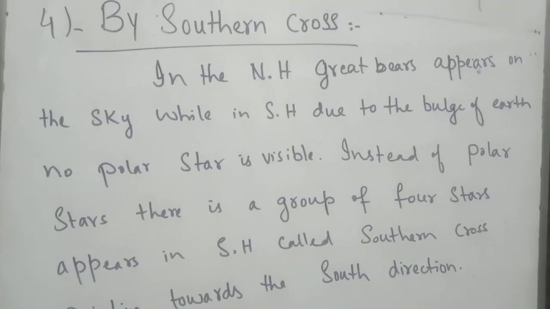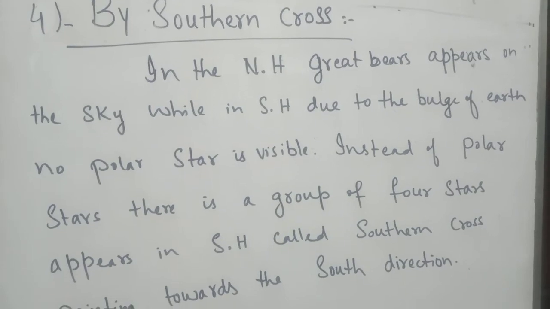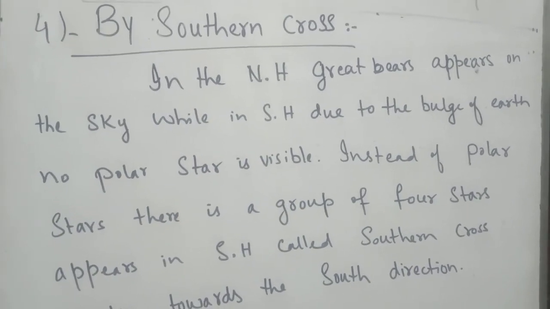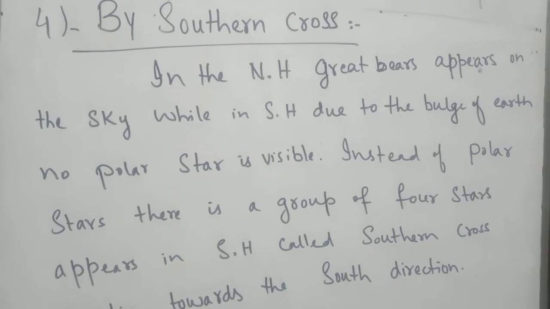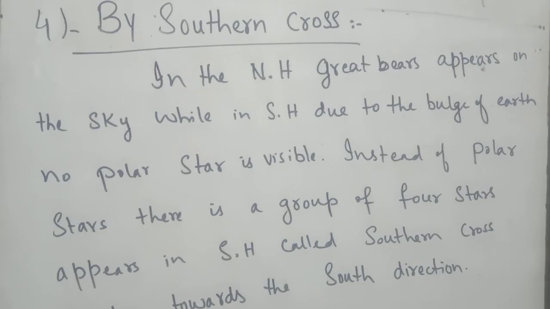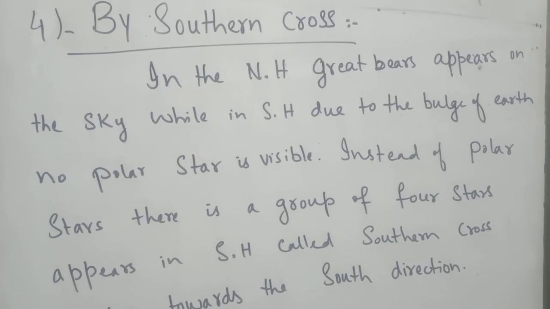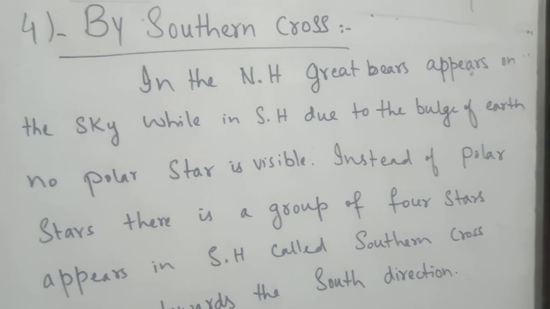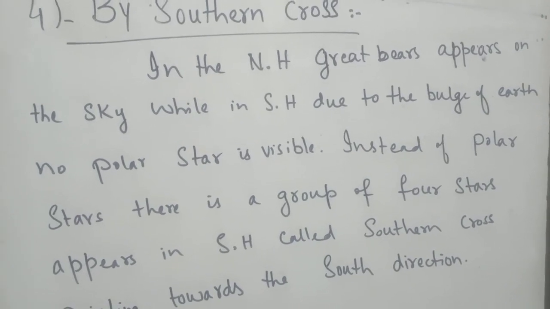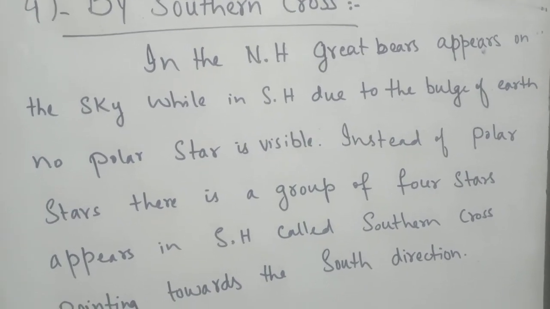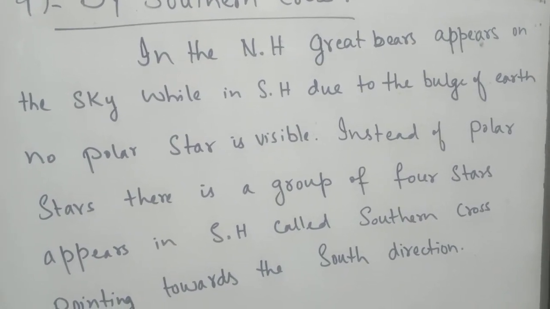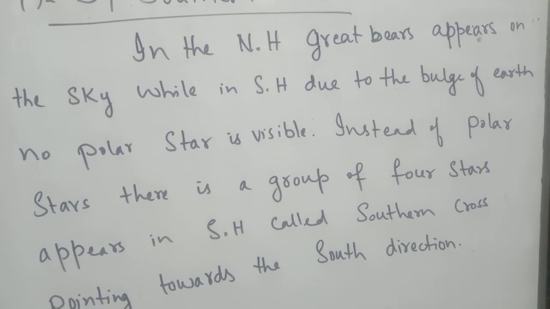Okay, now there is another method, the fourth method. How can we determine the true north by the stars? As we did in the northern hemisphere with the polar star, but in the southern hemisphere there is no polar star, so the heading is by the Southern Cross. So now we need to know what the Southern Cross is. In the northern hemisphere, we were determining the true north by the Great Bear.